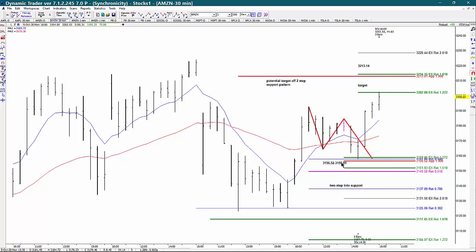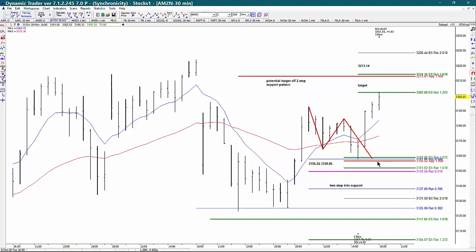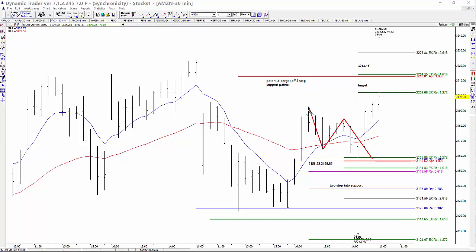3151. Actually, I think I wrote that wrong. It was 86. So let me correct that there. And then the low end of it was where that symmetry came in at 3156.52. So we had the zigzag into the support cluster, and then it triggered, and then it met target number one, and you had a nice little rally of 44 bucks from a day trade decision.